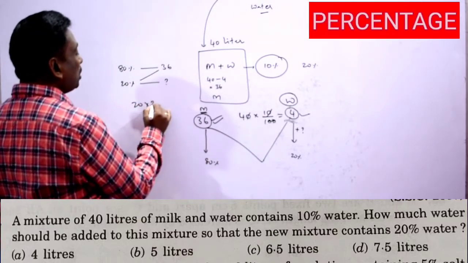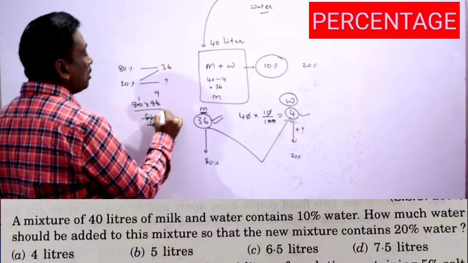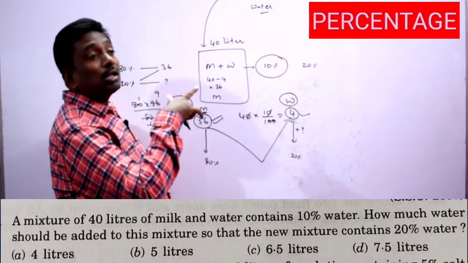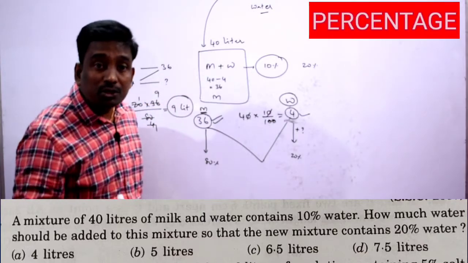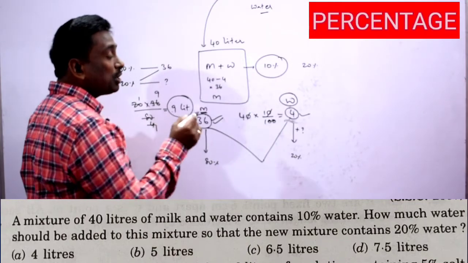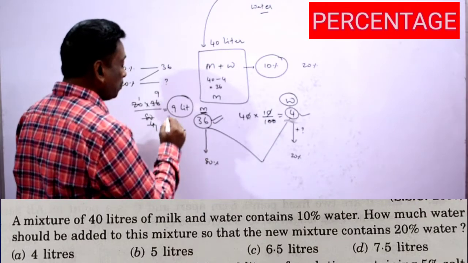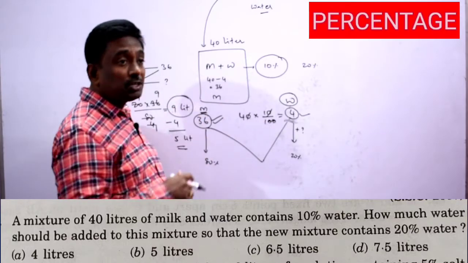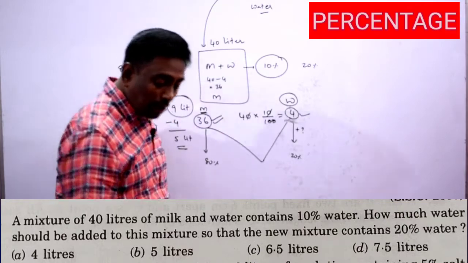This is 20 into 36 by 80, which is 9. If there are 9 liters of water, then that water quantity becomes 20% of the mixture. Already we have 4 liters. If you subtract 4 liters from the total 9, that means if 5 liters of water is added to that mixture, it becomes 20%.